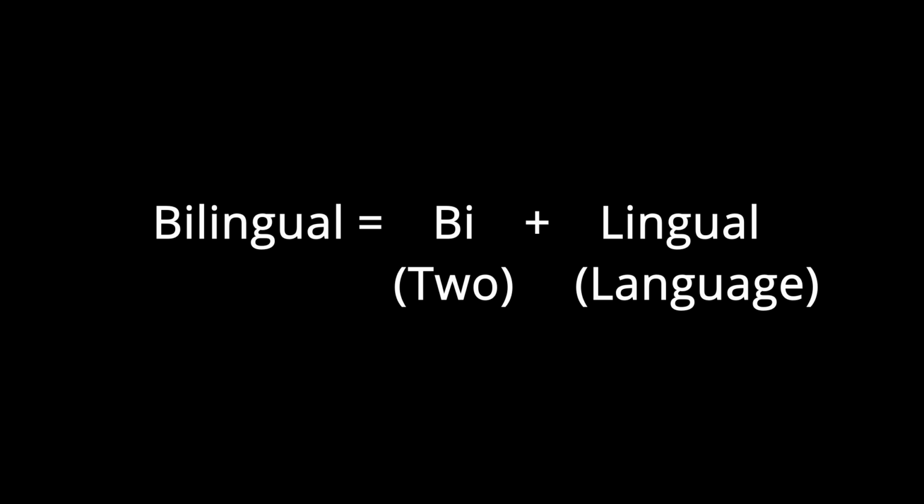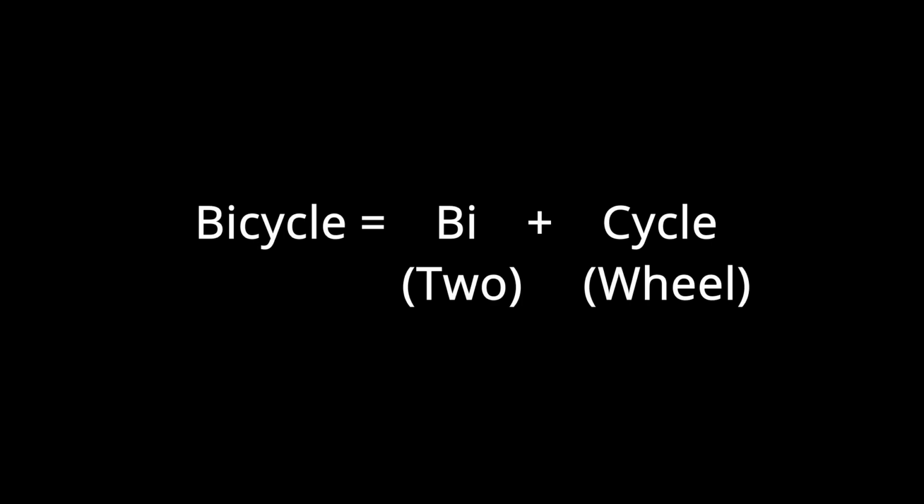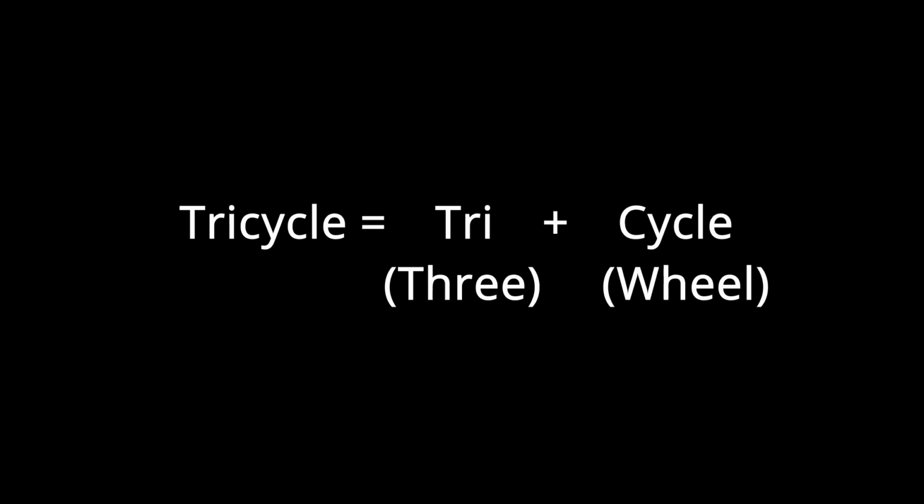We can recognize that the part bi in a different word also means two. Like for example, bicycle means 2 wheels. If we change bi, meaning 2, to tri, meaning 3, then we get tricycle, which means 3 wheels. This is very similar logic to how smaller parts of characters are combined to make characters in Chinese.